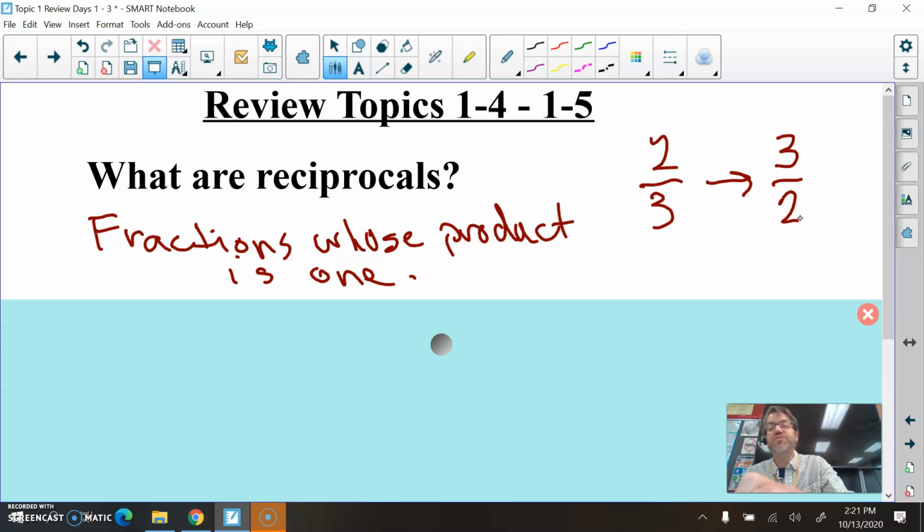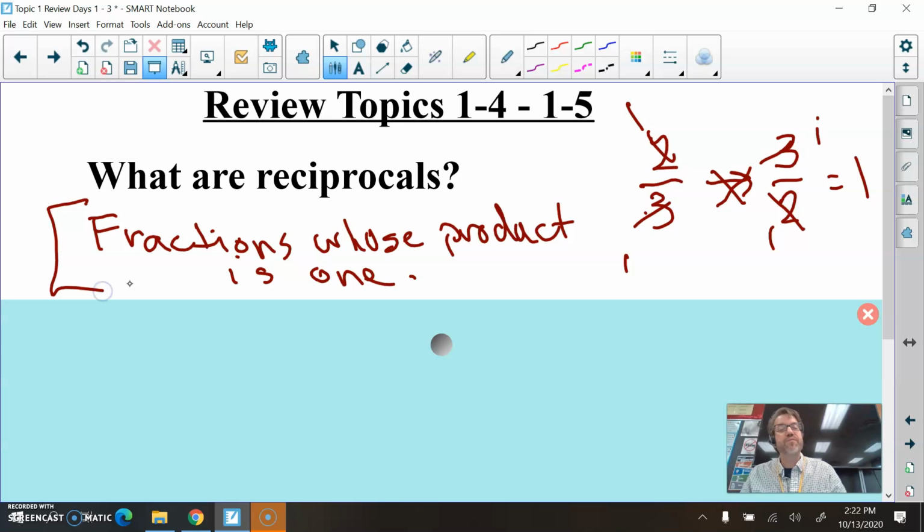But remember, if you take these two fractions and find their product, which is the answer to a multiplying problem, if you multiply these together, what's going to happen? Well, the 2's are going to cancel out. The 3's are going to cancel out. And so you end up with 1/1 when you multiply across here. And so you can see 2/3 times 3/2 gives you 1 for a value. They are fractions whose product is 1. Okay? So that's what reciprocals are. Fractions whose product is 1.